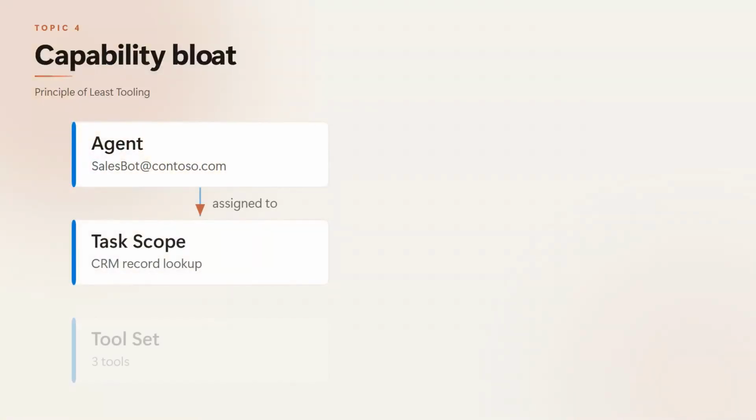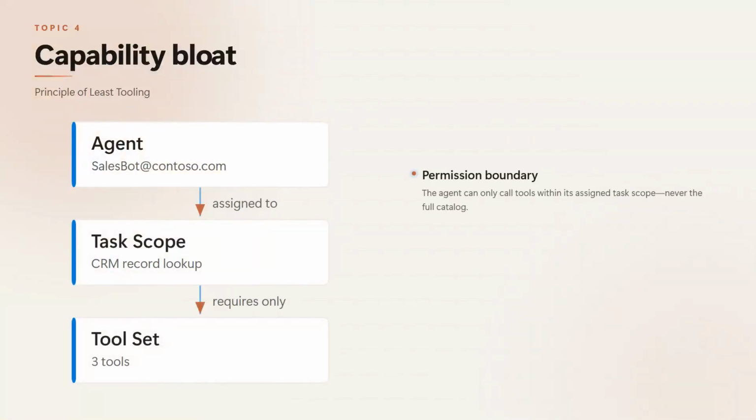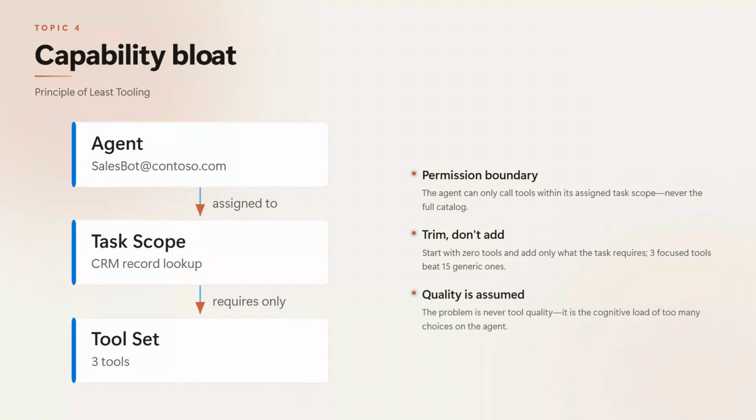Capability bloat is when an agent holds more tools than it needs for its role. It is not about whether the tools are well designed. Even a set of perfectly built tools causes problems if the agent has too many. The distinction people get wrong is thinking that if a tool might be useful someday, it should be included. That is how bloat starts.